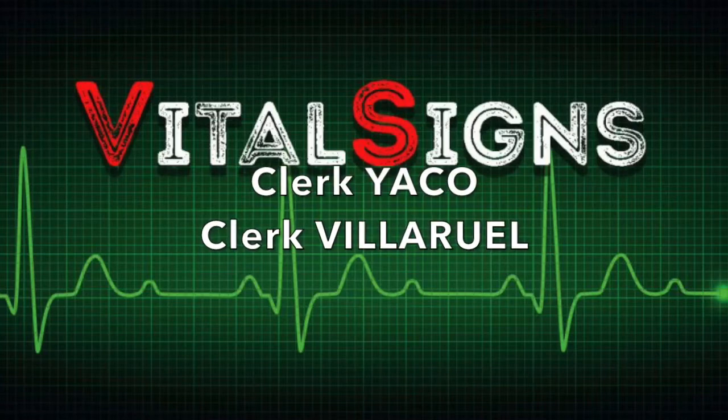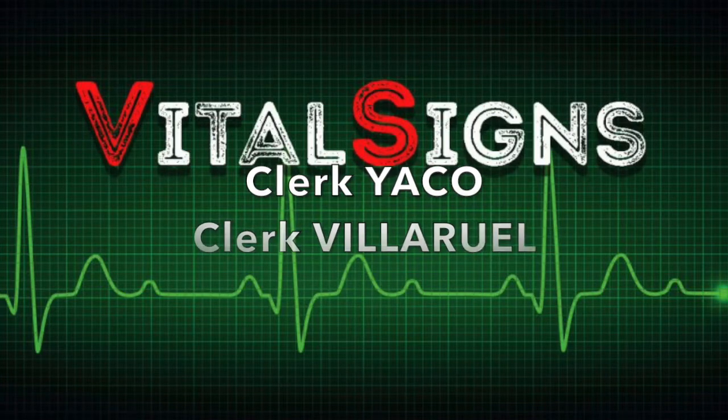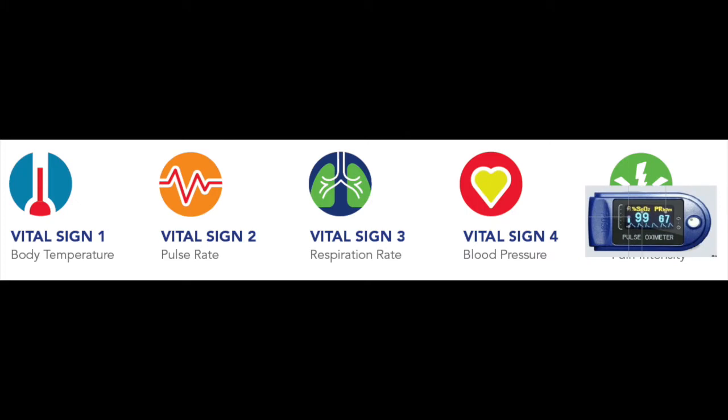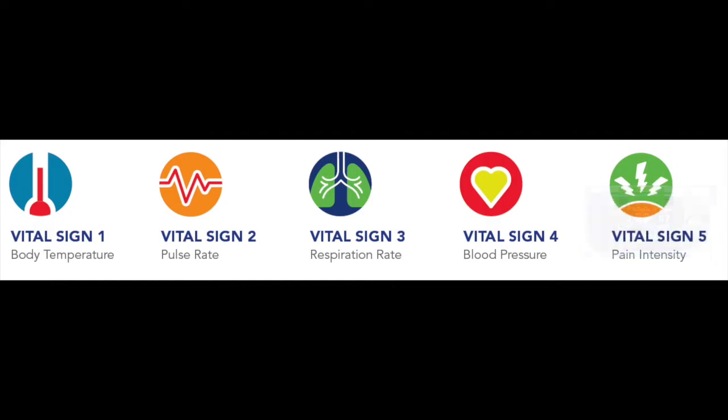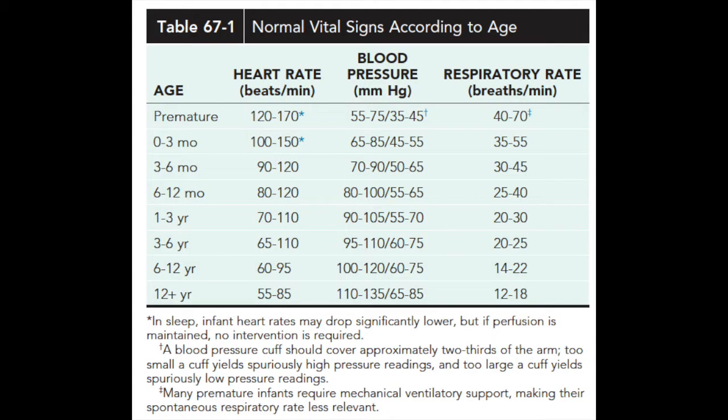For the vital signs, we have Clerk Yaco and Clerk Villaruel. We have 5 vital signs: the heart rate, respiratory rate, blood pressure, temperature, and autosat. The following table serves as a guide to check if the obtained vital signs are within normal range. Always correlate the obtained measurements clinically.